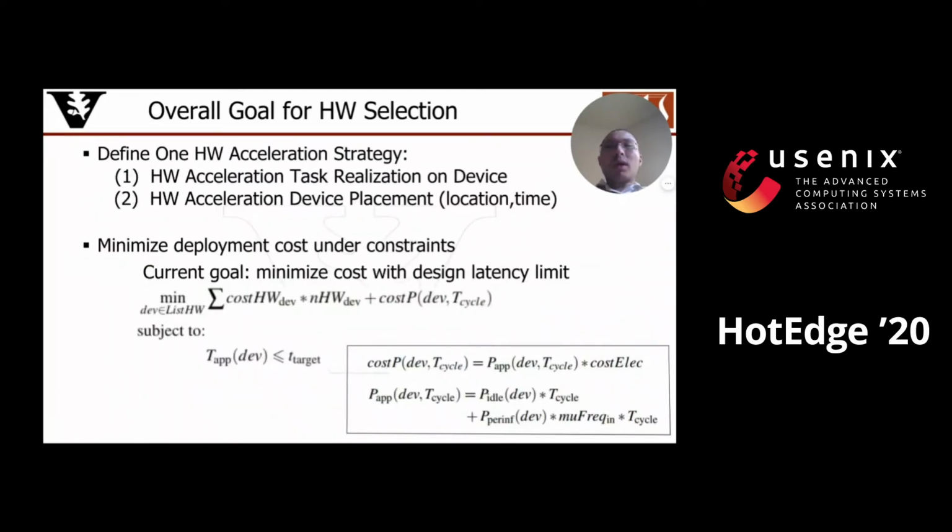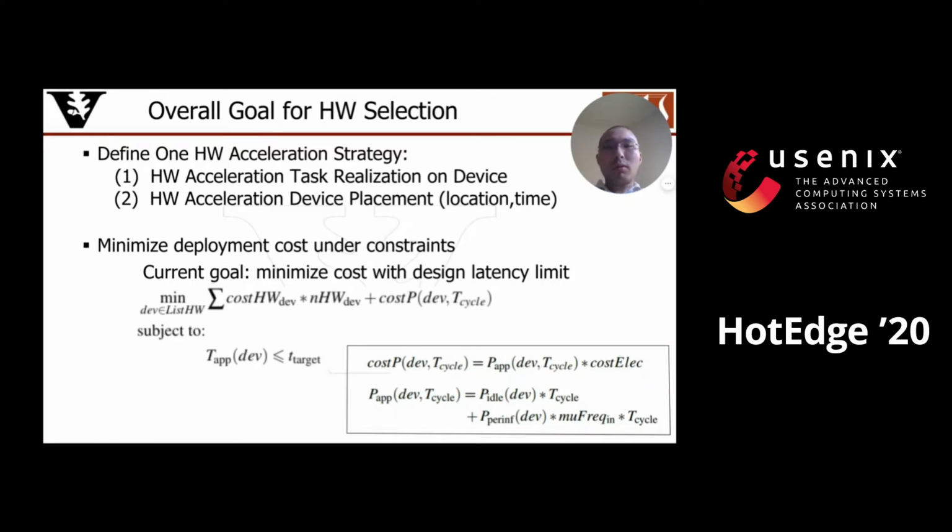So how to define an overall hardware acceleration strategy? We believe a hardware acceleration strategy actually consists of two aspects. The first aspect is how to realize the tasks on a certain type of device. That is, what hardware device you are choosing and what task you choose to compute on them. And the second aspect is the placement of the device. That is, what location you choose to place the hardware in the design topology, and also how much time and deployment cycle you plan to use it.